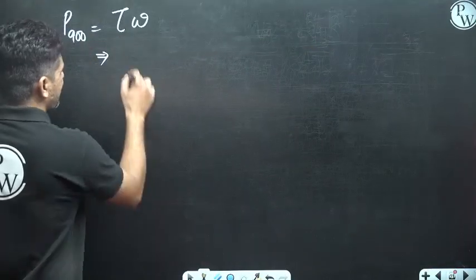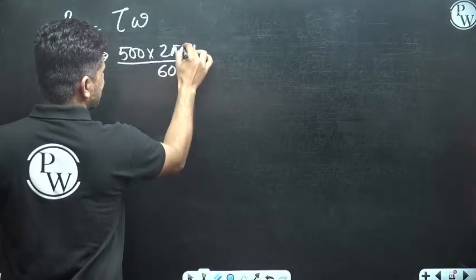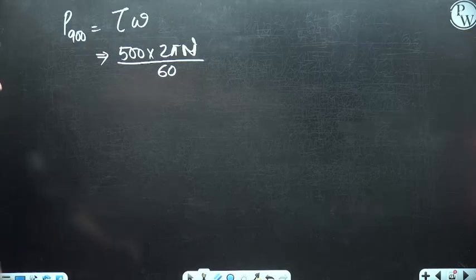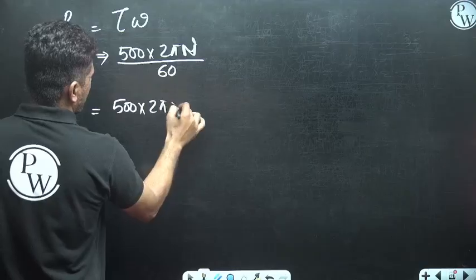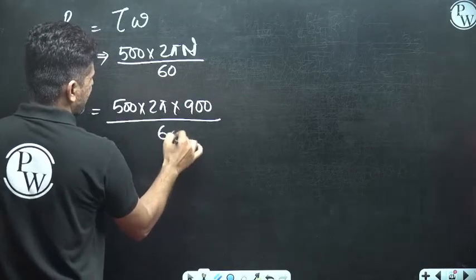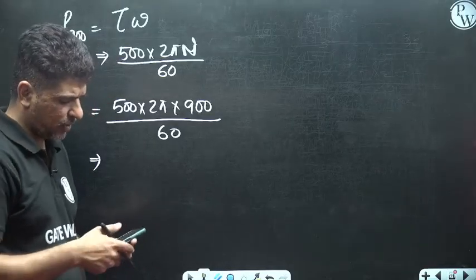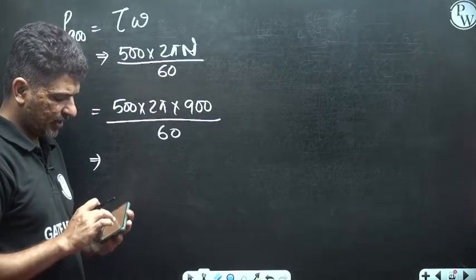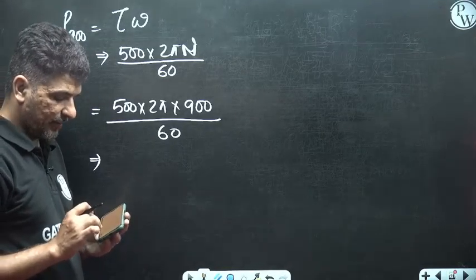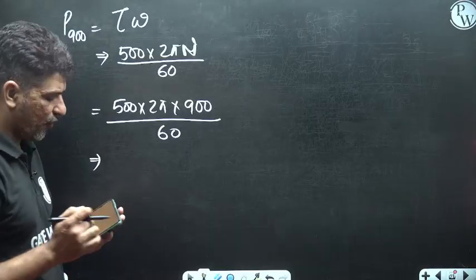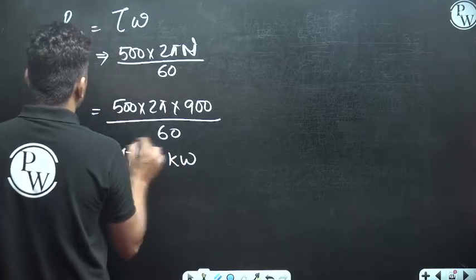Okay, so this can be written as 500 multiplied by 2 pi n divided by 60. So you can calculate this power. This will be equal to 500 multiplied by 2 pi multiplied by 900 divided by 60. So the power measured by the dynamometer is equal to 500 multiplied by 2 pi multiplied by 15, so 47.123 kilowatt. So this is the power that is measured.